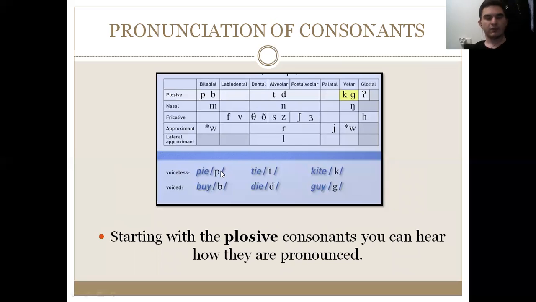So how do we pronounce them? We pronounce them as p as in pie and b as in buy. If we were to continue, we would say t as in tie or d as in die, or we would say k as in kite or g as in guy. As you can see, there is another thing on the glottal column.